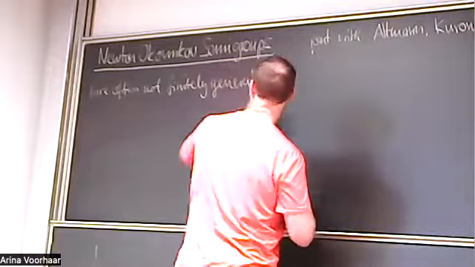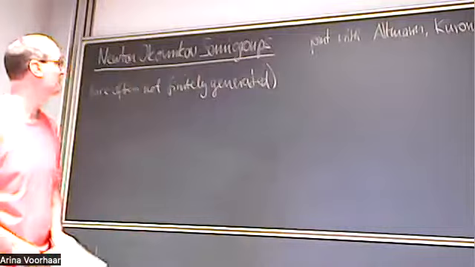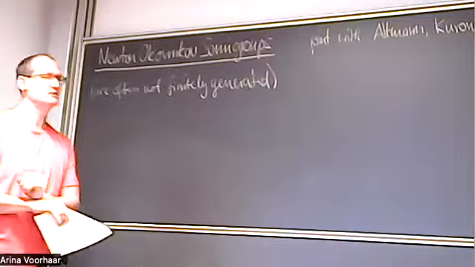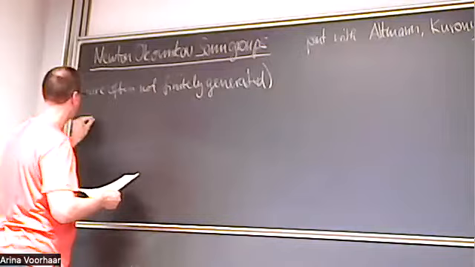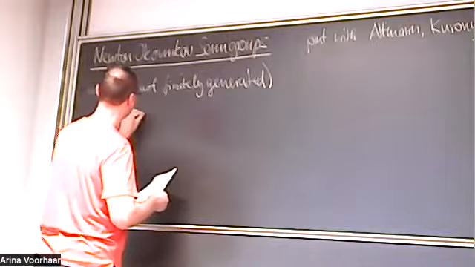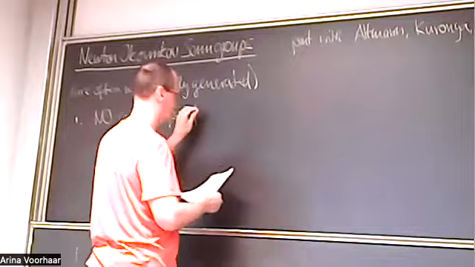So the full title here is what was announced: Newton-Okounkov semigroups are often not finitely generated. Let me not forget my co-authors. This is joint work with Klaus Altmann, Alex Küronya, Karin Schaller, and Lena Walter. My plan is, first of all, to tell you what these Newton-Okounkov semigroups are and their associated bodies.